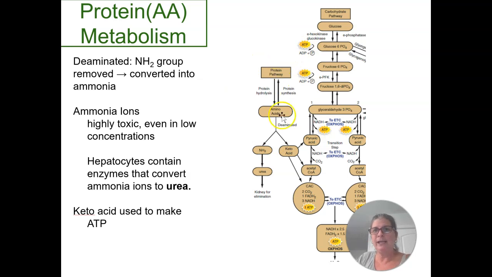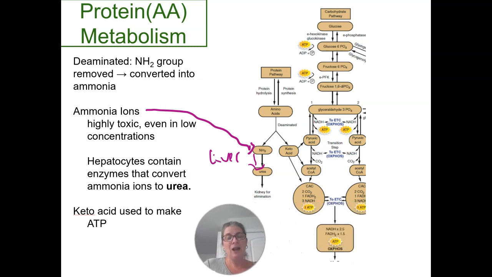We have our proteins. They get broken down into amino acids. Amino acids have this NH2, an amino group. So what happens is you take that amino acid and you break that group off, and it gets converted into NH3, which is ammonia. And ammonia is very toxic. One of your liver's jobs is to convert ammonia into urea, and it goes to your kidneys so you can pee it out.